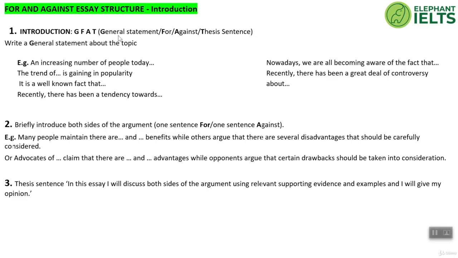Now, the general statement is the first sentence of the introduction. It introduces the topic. Then the F sentences are one sentence for, then one sentence against, and then the thesis statement. We're going to look at this in detail. We'll take each sentence separately, so it's very clear how you will write your introduction.